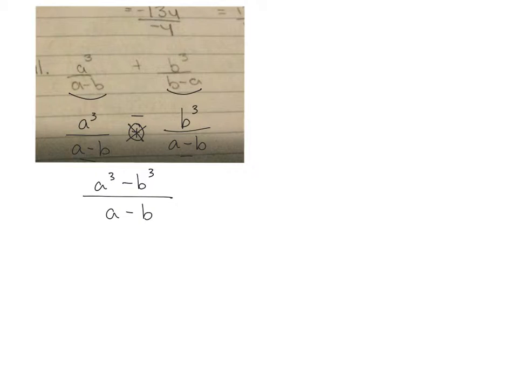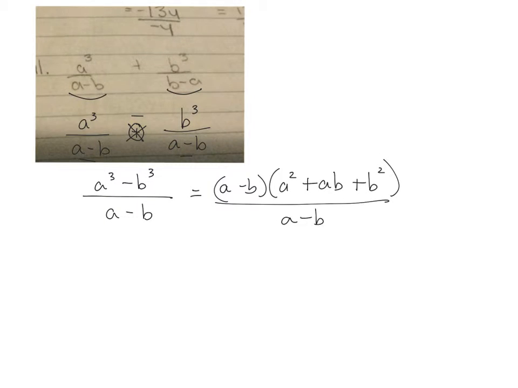Now I'm feeling pretty good at that point, but this top I notice is a difference of cubes. So I can rewrite that as a minus b, just following that formula, times a squared plus ab plus b squared. So that's all over a minus b, and then the two a minus b's will cancel out. So my final answer will be a squared plus ab plus b squared. Okay, that's a good one.